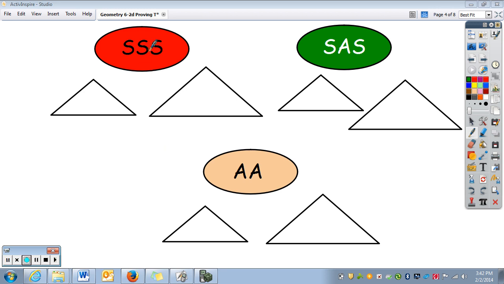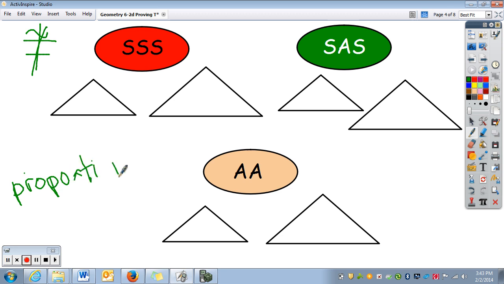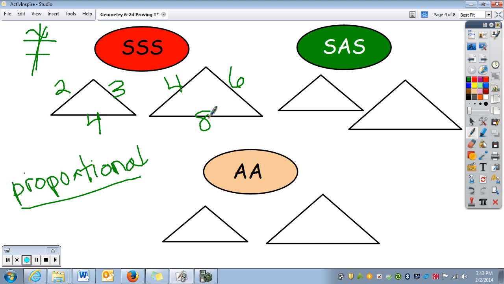So side, side, side does not mean congruent. It does not mean they're congruent to each other. They mean they are proportional. So the sides are proportional. So a very simple proportion, I can say this is 2, 3, 4. So if they're proportional, 4, 6, and 8. They have the same ratio.